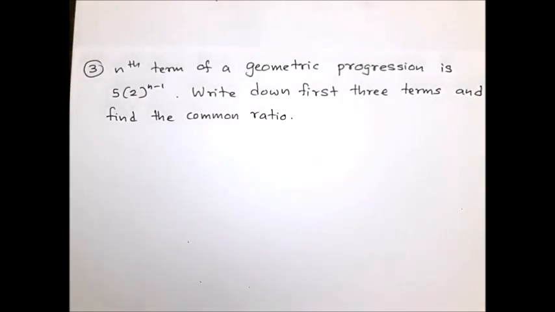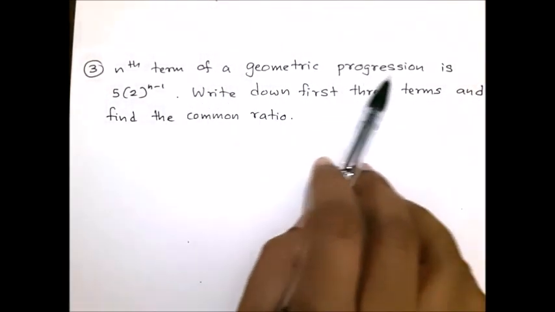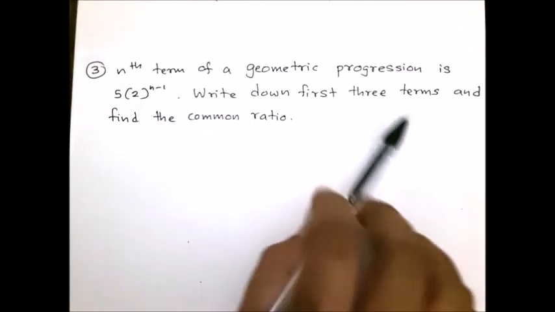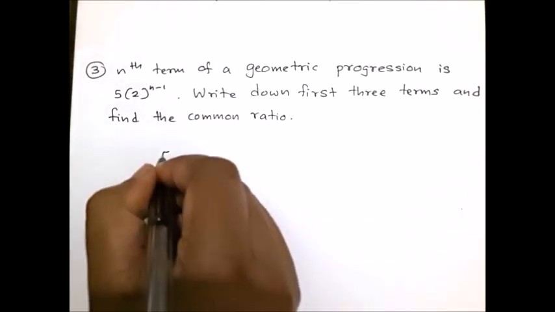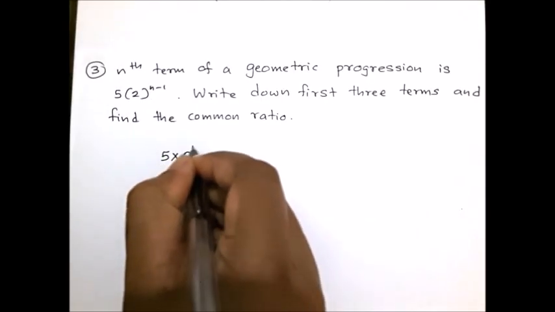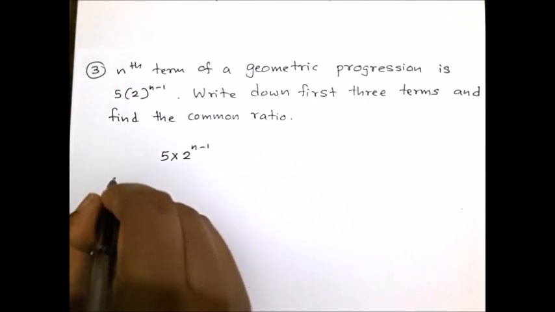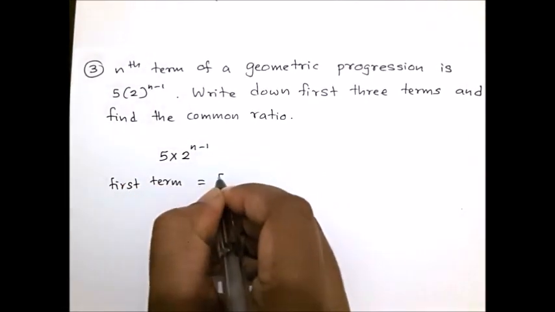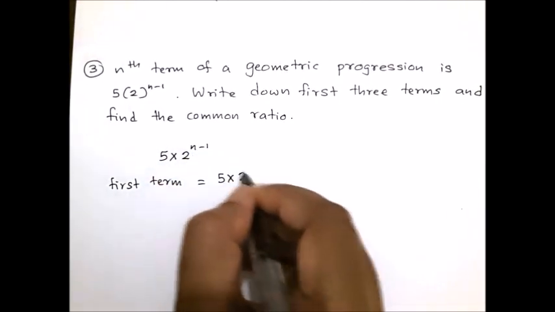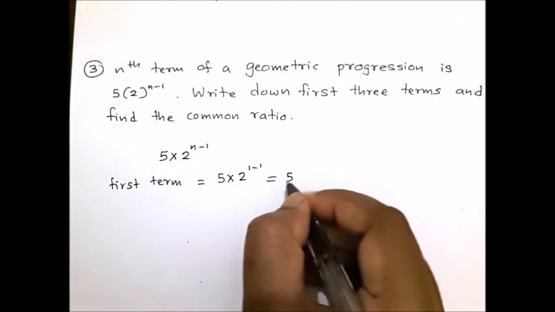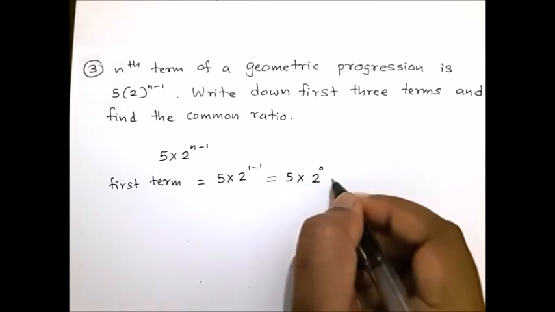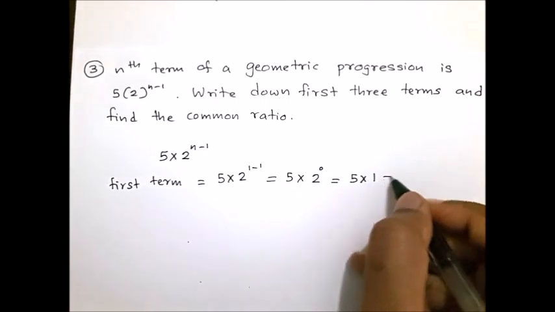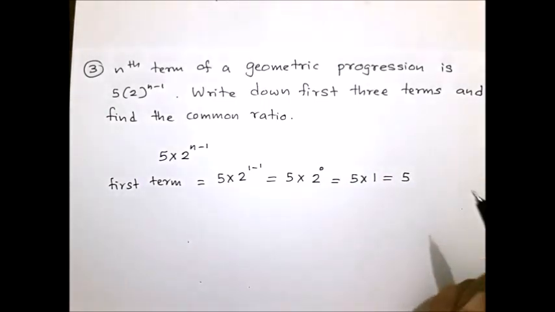Now look at the third question. The nth term of a geometric progression is 5 times 2 to the power n − 1. Write down the first 3 terms. For the first term, substitute 1 for n. 1 − 1 is 0. 5 multiplied by 2⁰, and 2⁰ is equal to 1. Then the first term is 5.